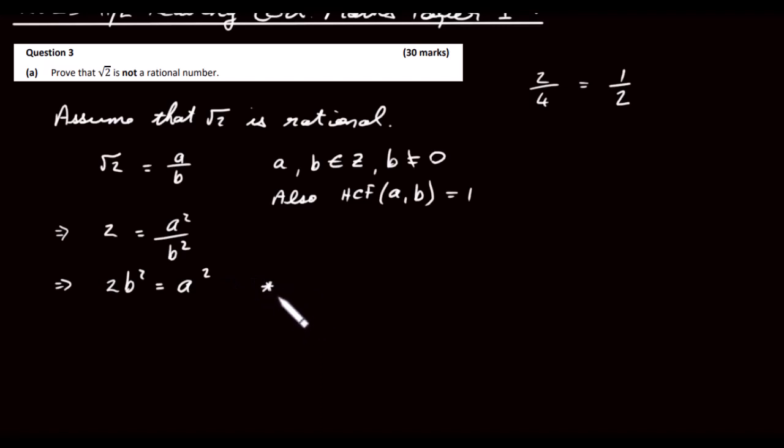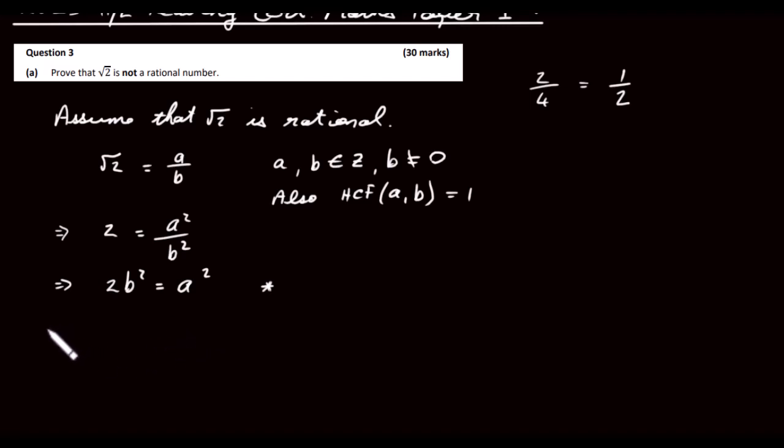What we're saying here is that a squared is twice b squared. Now remember, a and b are both integers. So if a is an integer, a squared is an integer. If b is an integer, b squared is an integer. So a squared is twice some integer. That means a squared must be even. A squared is twice some number, so therefore a squared must be even.